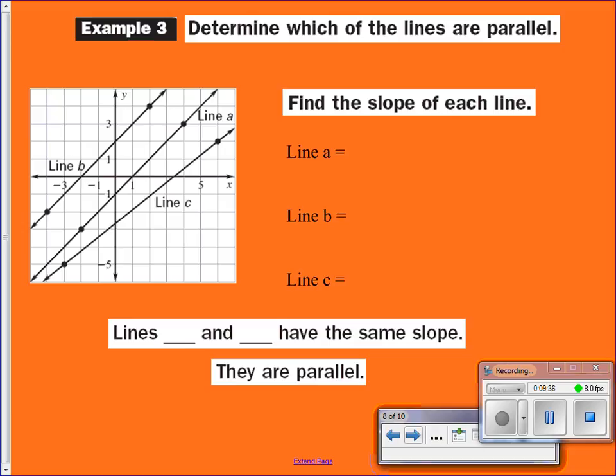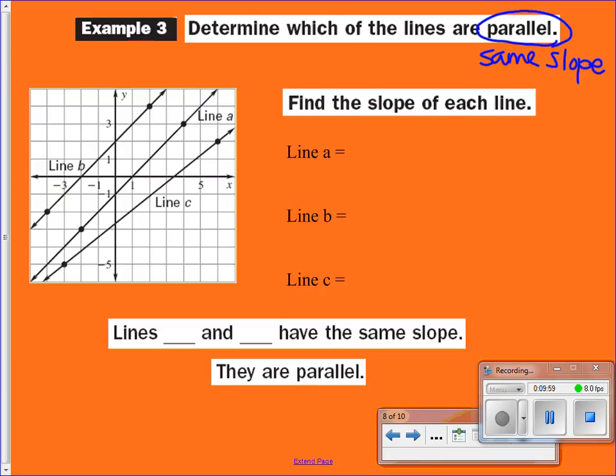Okay, knowing which lines are parallel, you remember what I said about having parallel lines? Means they have the exact same slope. So if you were looking at our pictures, we've got line A, line B, line C. We need to find out which ones have the same slope. Even though I know you can look at the picture and tell which ones are parallel, let's prove it.